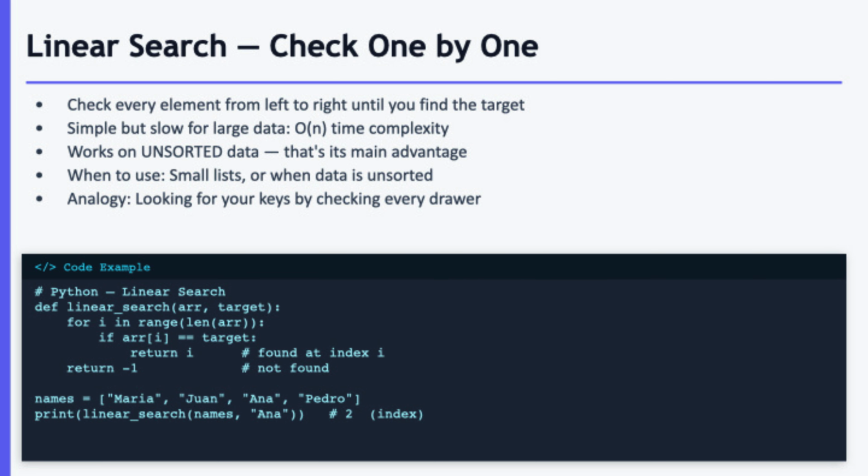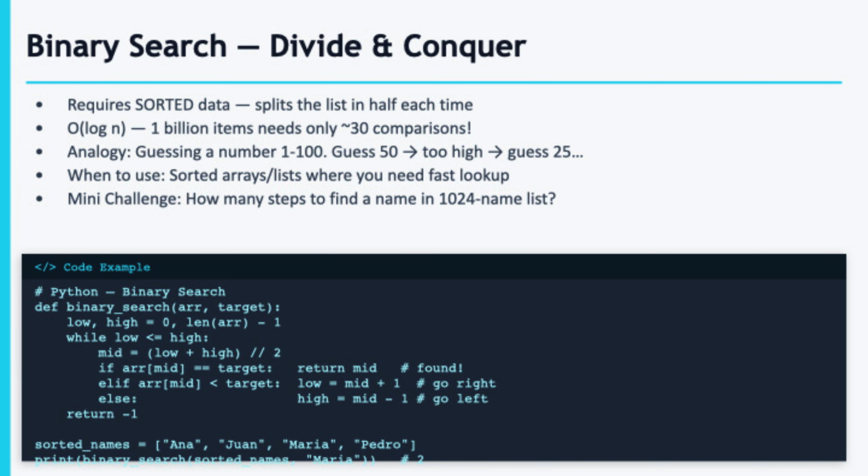Linear search is the simplest way to find something by checking every element from left to right. It is slow for large data, but it works even if the data is not sorted. Binary search is much faster because it splits the list in half with every step, but it requires the data to be sorted first. It can find one item in a billion with only about 30 comparisons.